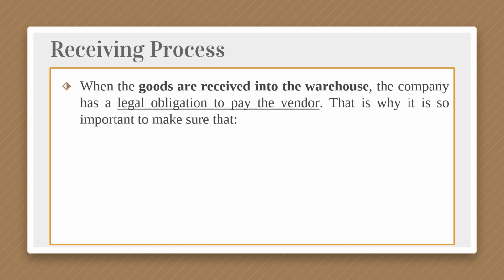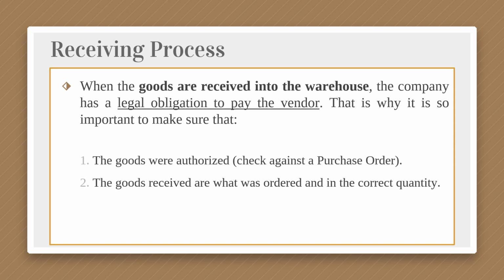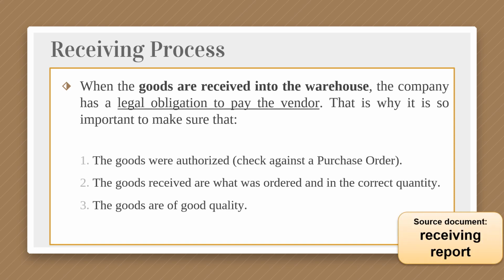That is why it is so important to make sure that the goods are authorized. Normally we check against the purchase order that the goods received are what we ordered, in the correct quantity. So we need to ensure the accuracy of the quantity and quality of the items that we receive. Lastly, the goods must be in good quality. Normally the source document for this process is the receiving report.